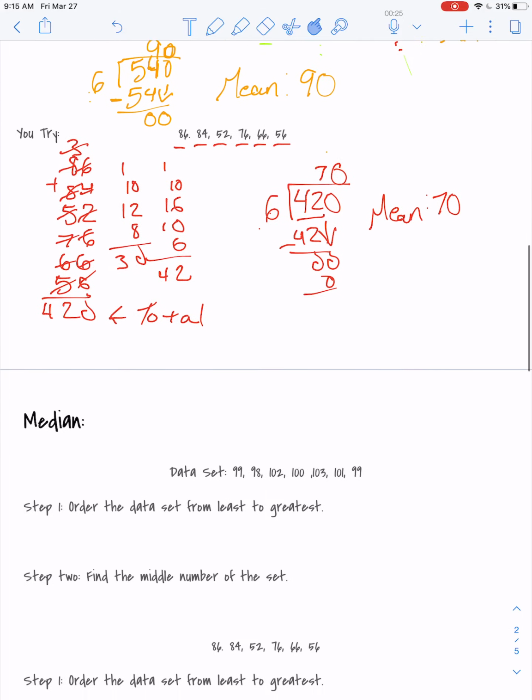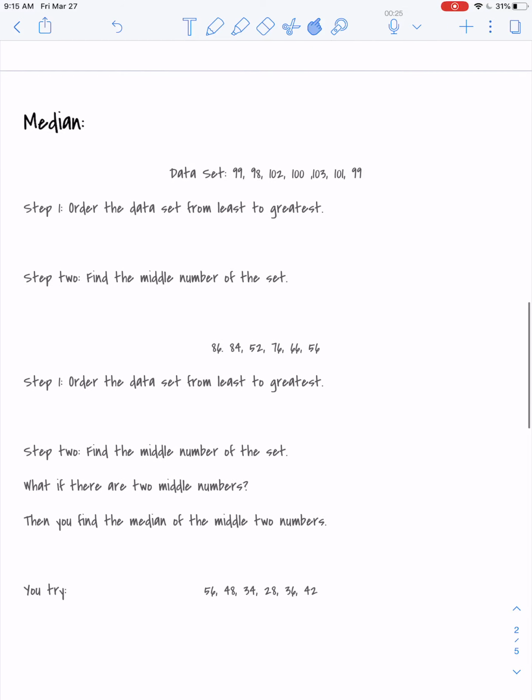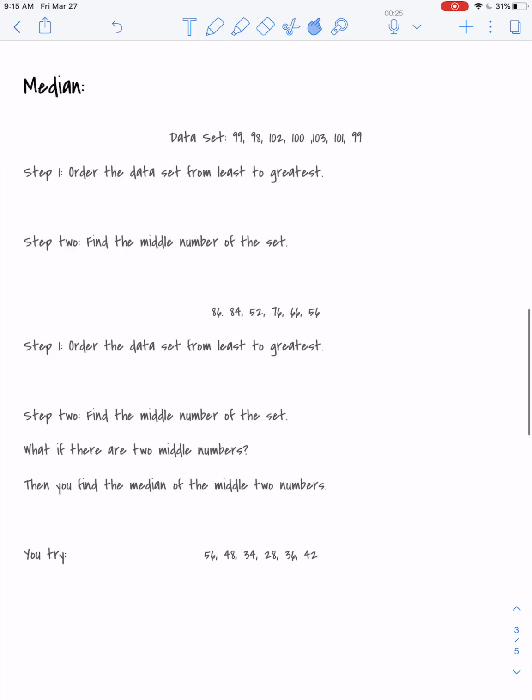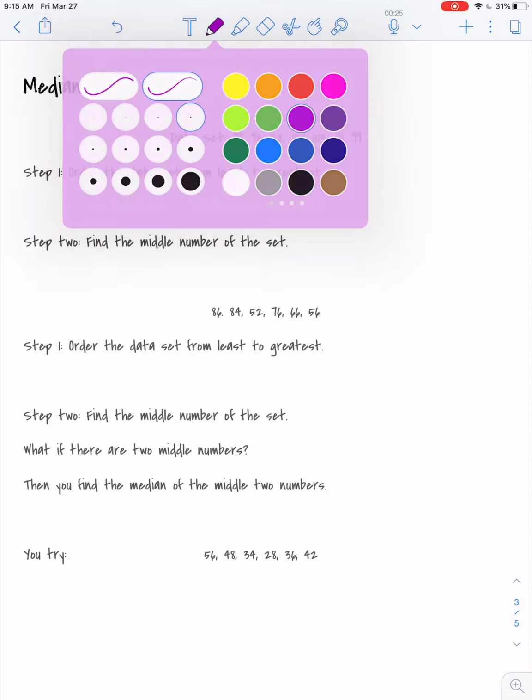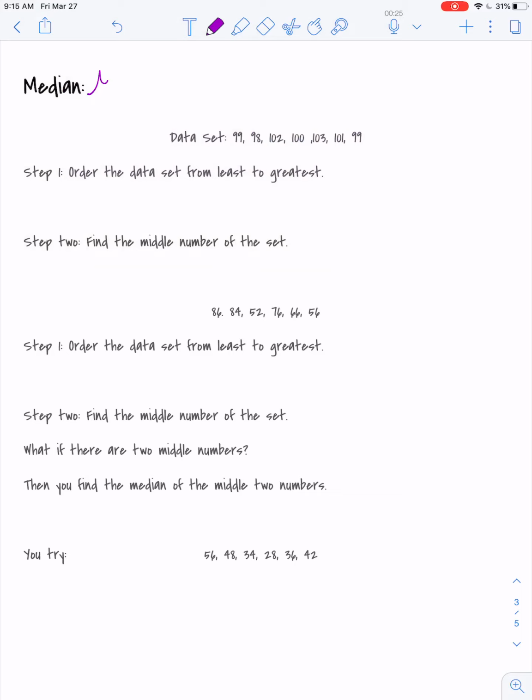The next measure that we're going to look at is median. So remember, median is the middle number. So we're looking for the middle of our data set. The first step when we are looking for the median is to order the data from least to greatest.